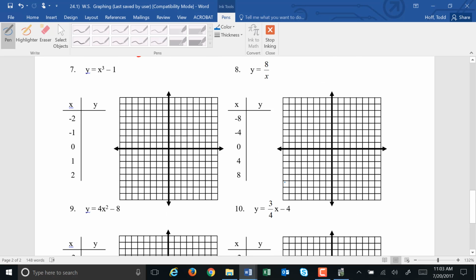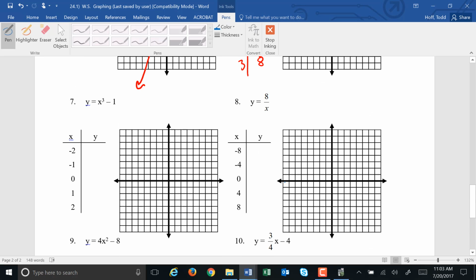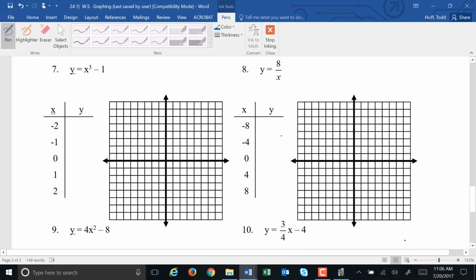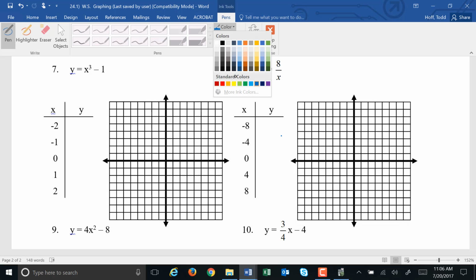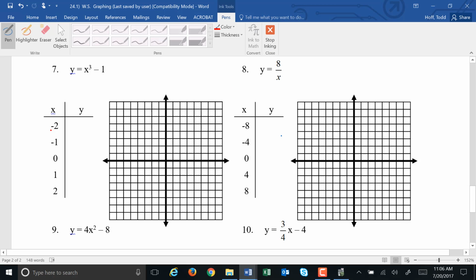I'm going to have you guys try these two right now, 7 and 8. To see if you're heading in the right direction for number 7: if x is -2, what does y become? -9. -2 to the third power is -8, minus 1 is -9. So it's actually slightly off the bottom of the graph, right there. That is the point.